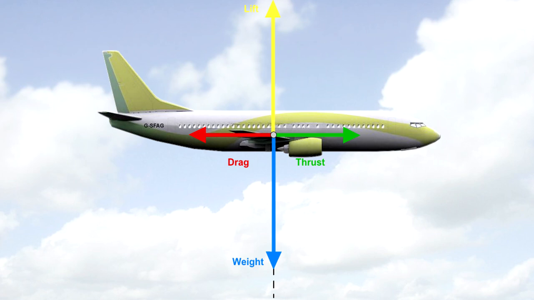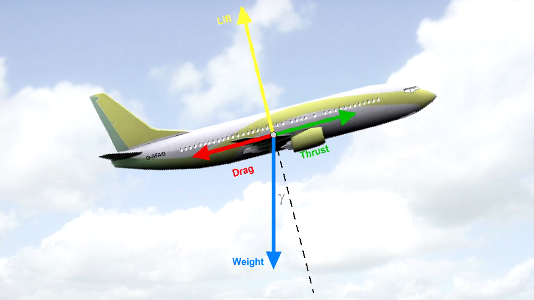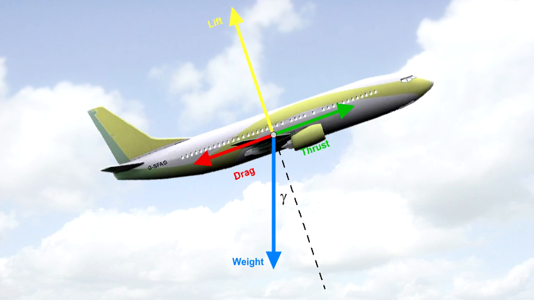Shown here is an aircraft in unaccelerated level flight. Notice that the forward acting force, thrust, balances the rearward acting force, drag. Therefore, the aircraft maintains a steady speed. However, when the aircraft attempts to climb, as shown here, a component of the aeroplane's weight acts backwards along the longitudinal axis in the direction of drag.